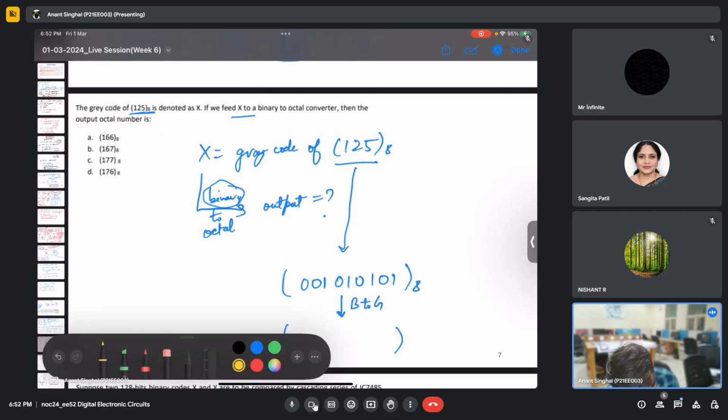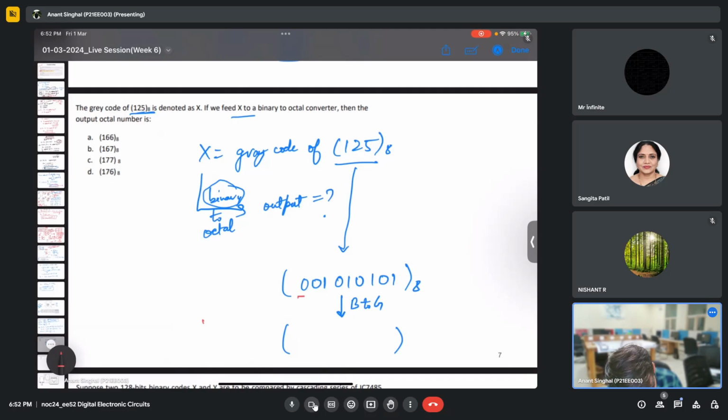Basically, the first bit remains the same, which is a 0, and then we need to XOR the consecutive digits. So 00 is 0, 01 is 1, 10 is 1, 01 is 1, 10 is 1, then 01 is 1, 10 is again 1, and 01 is again 1. So now this is the gray code, which is fed into a binary to octal converter. So we have already done that.